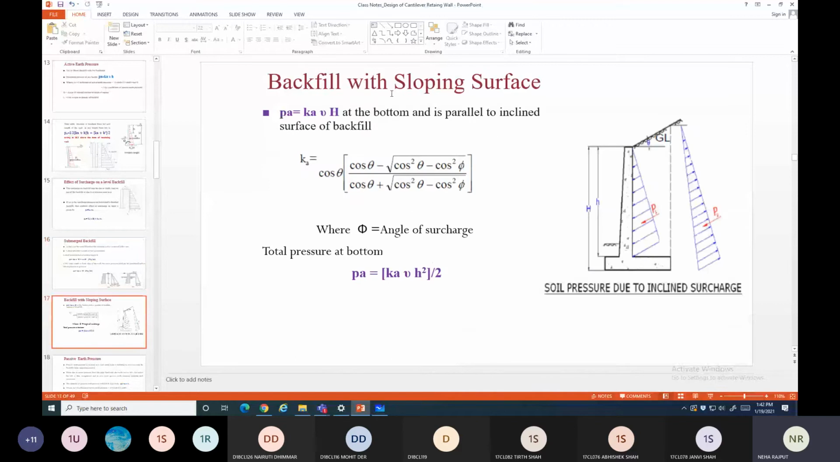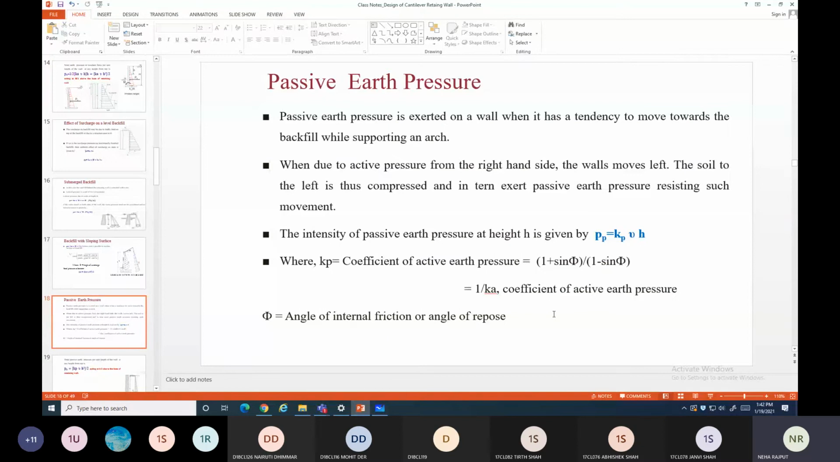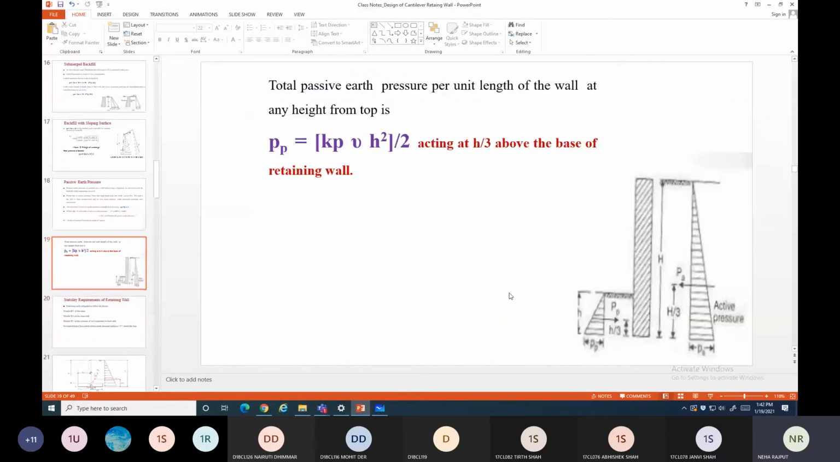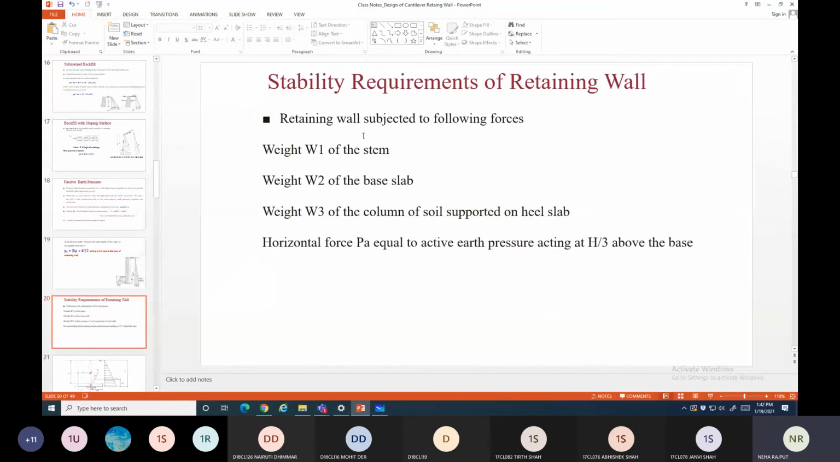And if the backfill with sloping surface is there, then this one is the active pressure diagram, and this is the total active pressure acting on the stem part. This one is the passive pressure. Now coming to the stability requirement of retaining wall.